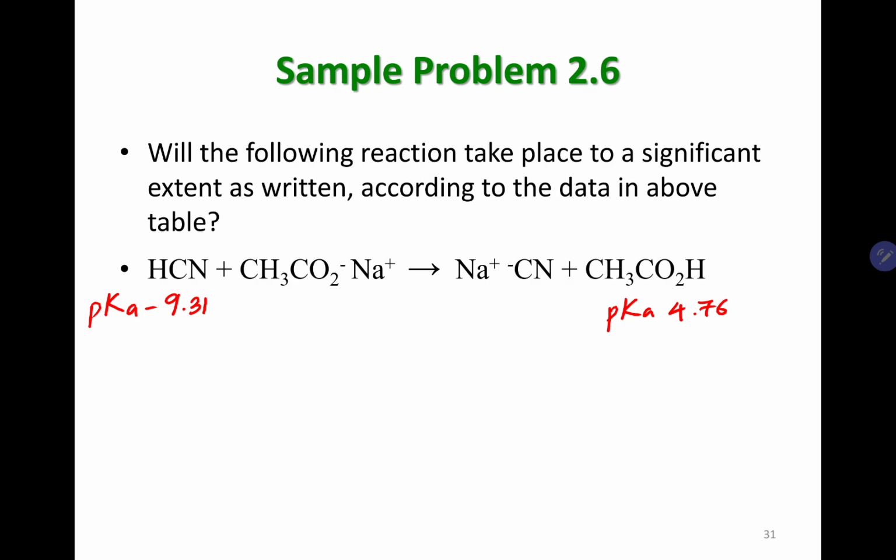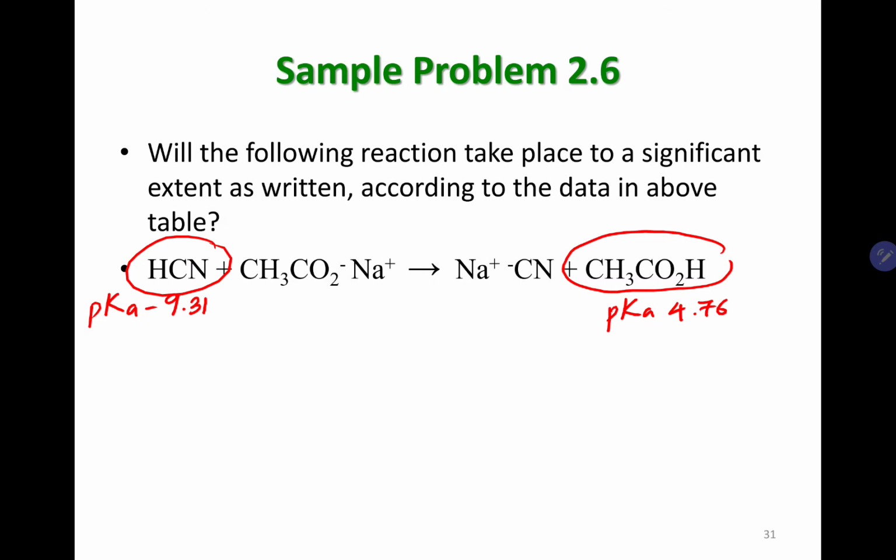All right, so here's the thing. Let's take a look at the pKa values. Tell me which is the strong acid. Acetic acid is the strong acid, right? Why? Exactly, because acetic acid has a smaller pKa value. Smaller pKa value means it's the stronger acid. And here HCN is going to be your weaker acid.